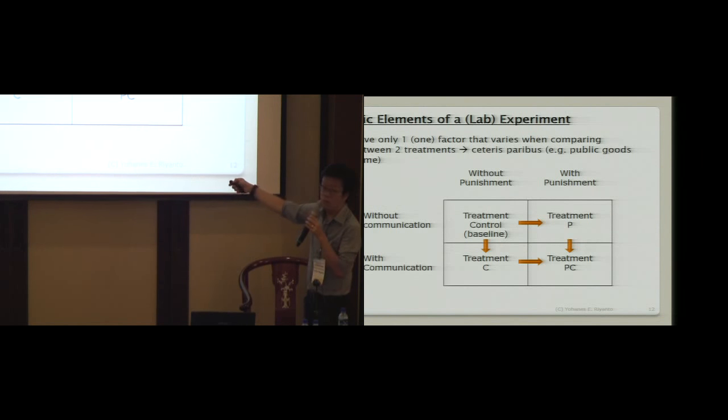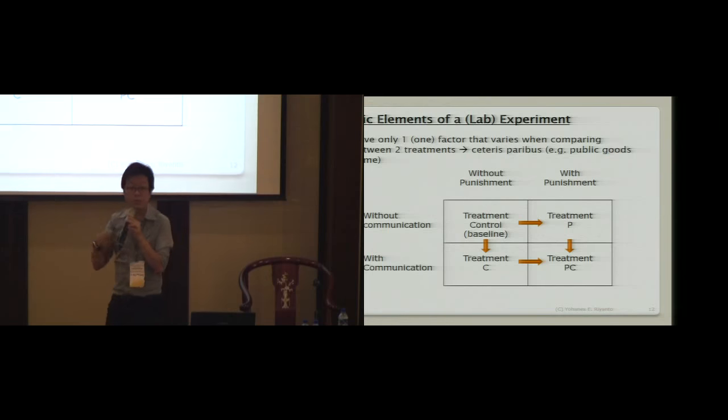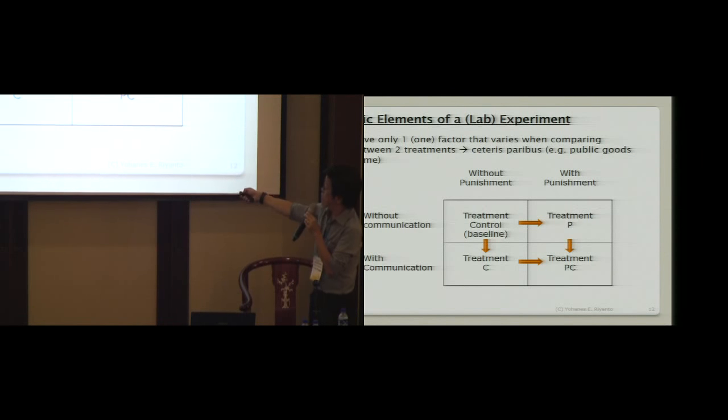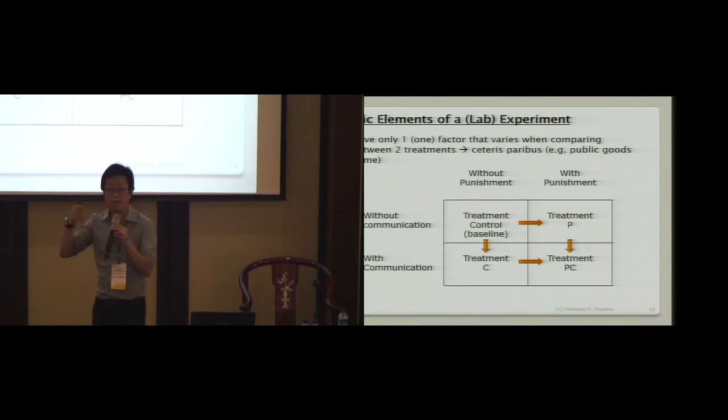One is, suppose that this is your control. This is your baseline. In the baseline, nothing. No communications, no punishment. That's your baseline. Then you can compare. You can compare these two, treatment control and treatment P. They're all the same, having no communications. So the only difference is punishment. So comparing this allows you to evaluate the impact of punishment. Comparing C and PC allow you to evaluate the impact of punishment as well. But the difference is these two are under the conditions that communication exists. So if you compare this impact and the difference between this, you are looking at whether punishments has a different impact in with and without communication.